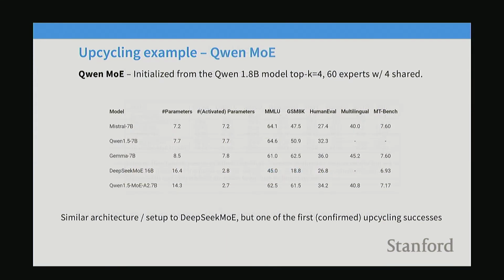Qwen, I mentioned at the start of this lecture, one of their earliest attempts at MoE was taking one of their dense models and building an upcycled MoE. They got fairly significant performance gains relative to smaller models at the time. They got models on par with their 7B models with a 2.7 billion parameter active model.